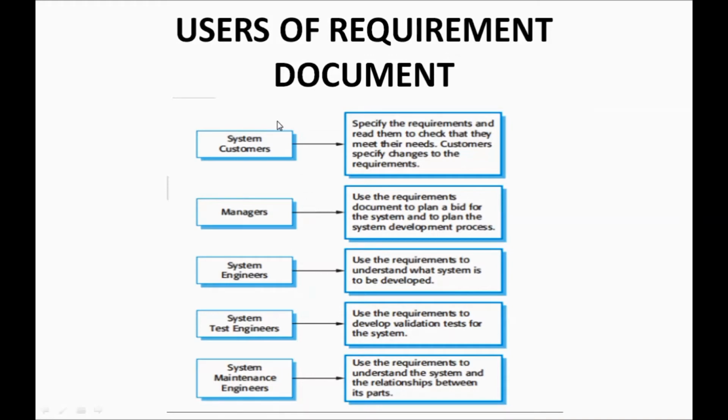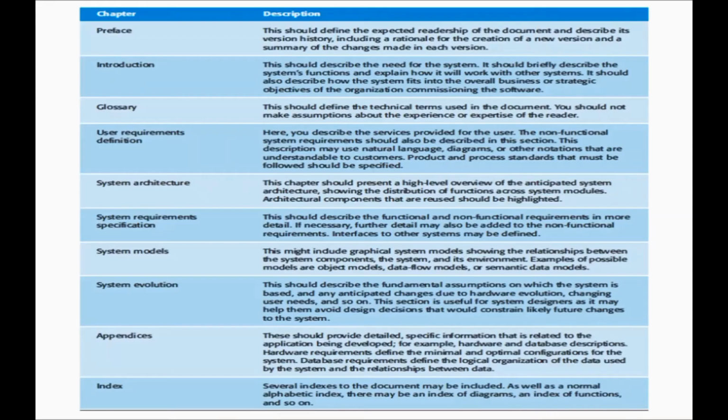So these are all the users of the requirement document. Now we know what a requirement is. Now we know what the different types of requirements are. Now you know who the users of a requirement document are. Now we will move to the structure of the requirement document.